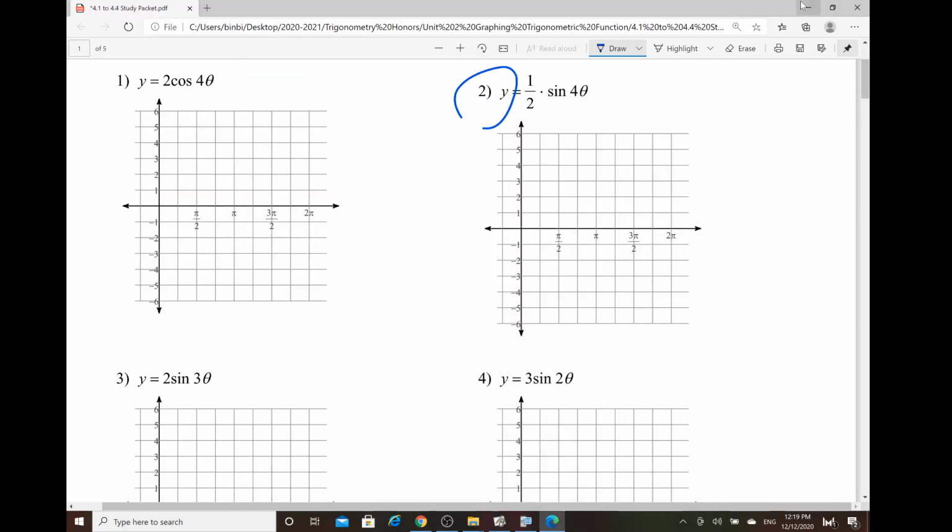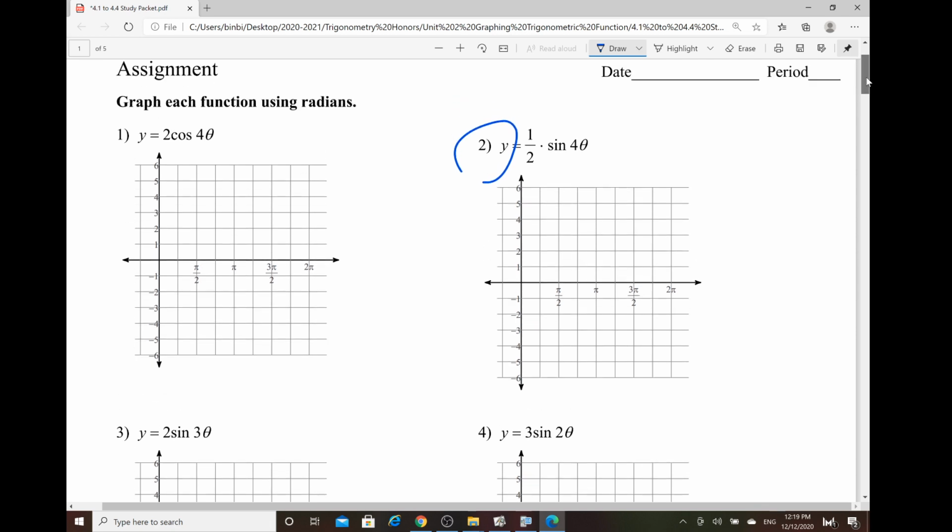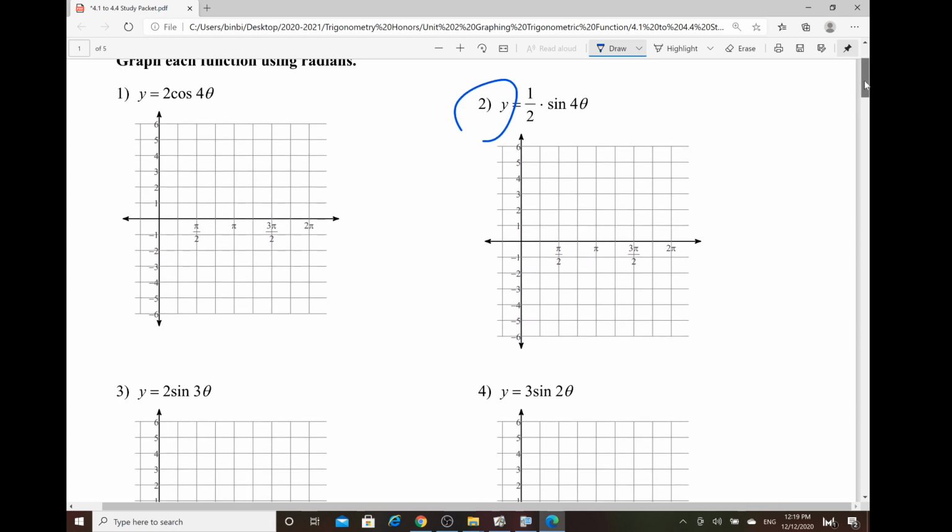Good afternoon, students. So I would like to talk about the 4.1 to 4.4 study packet for trig. It's all about the graphing with transformation of sine, cosine, tangent, cotangent, secant, and cosecant functions. Okay, so now we'll take a look at some of the problems. So the one that I circled.